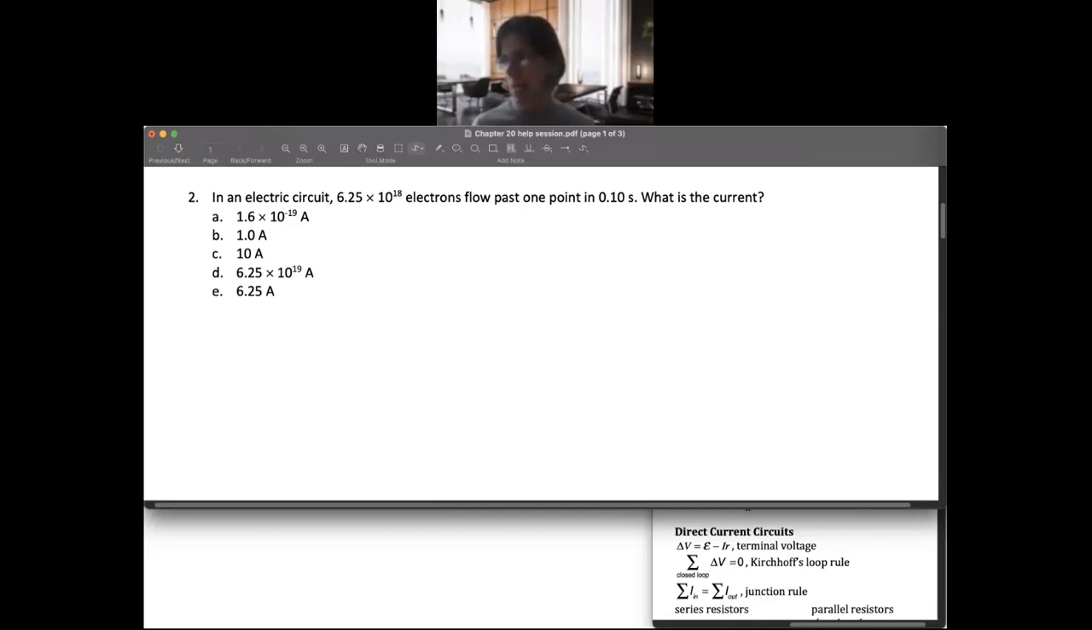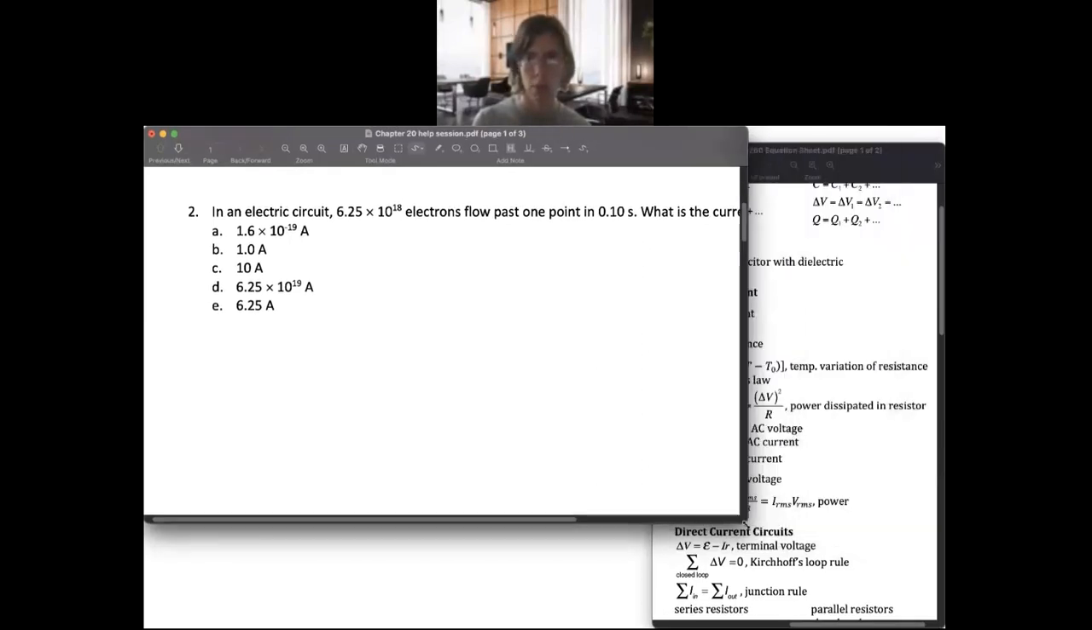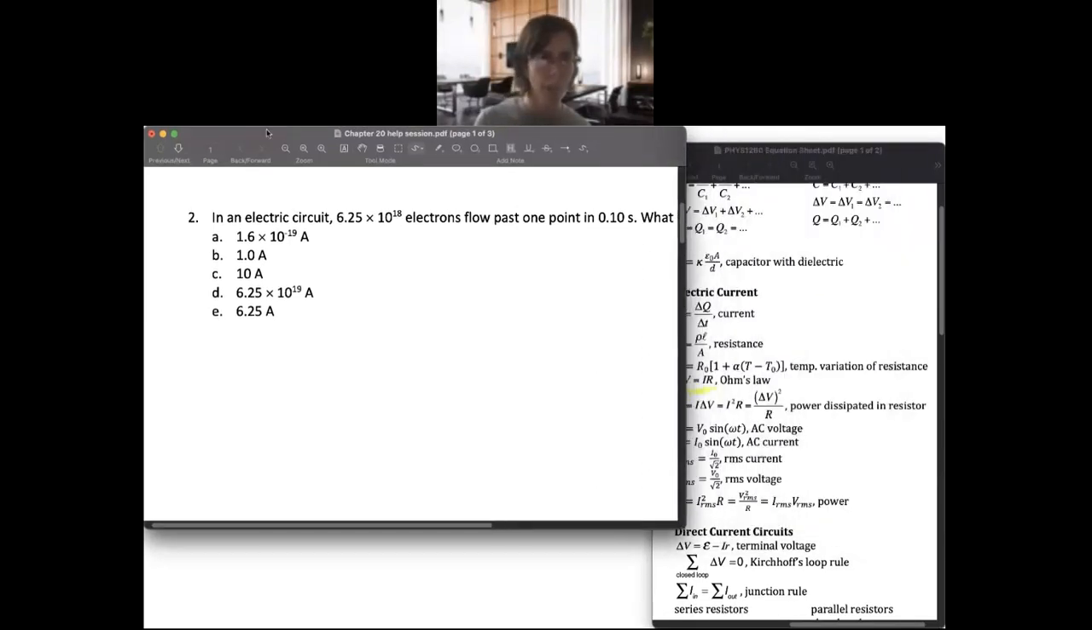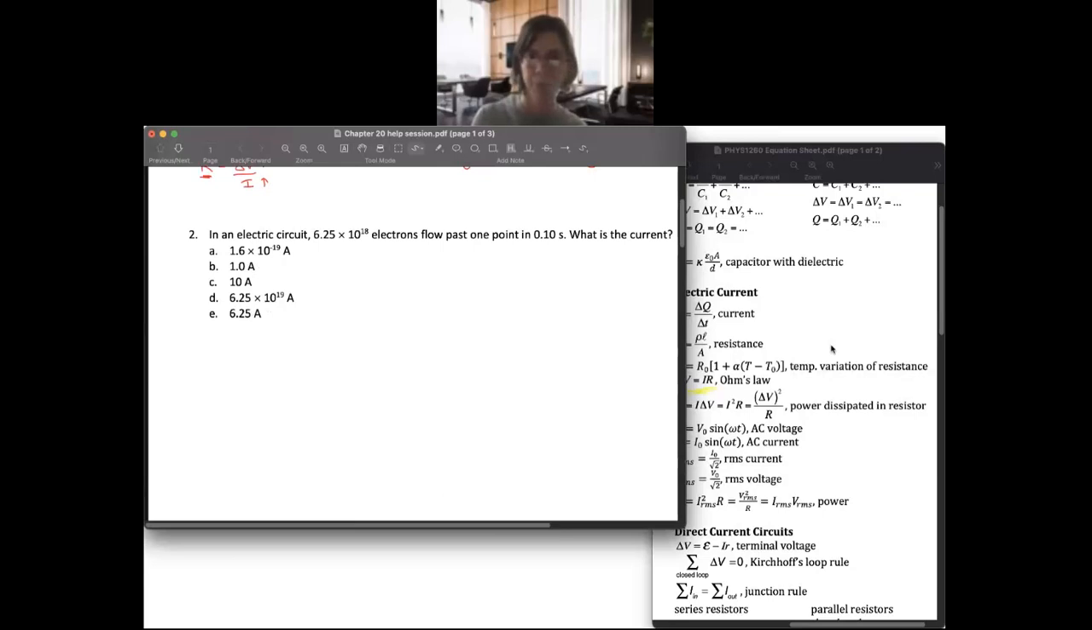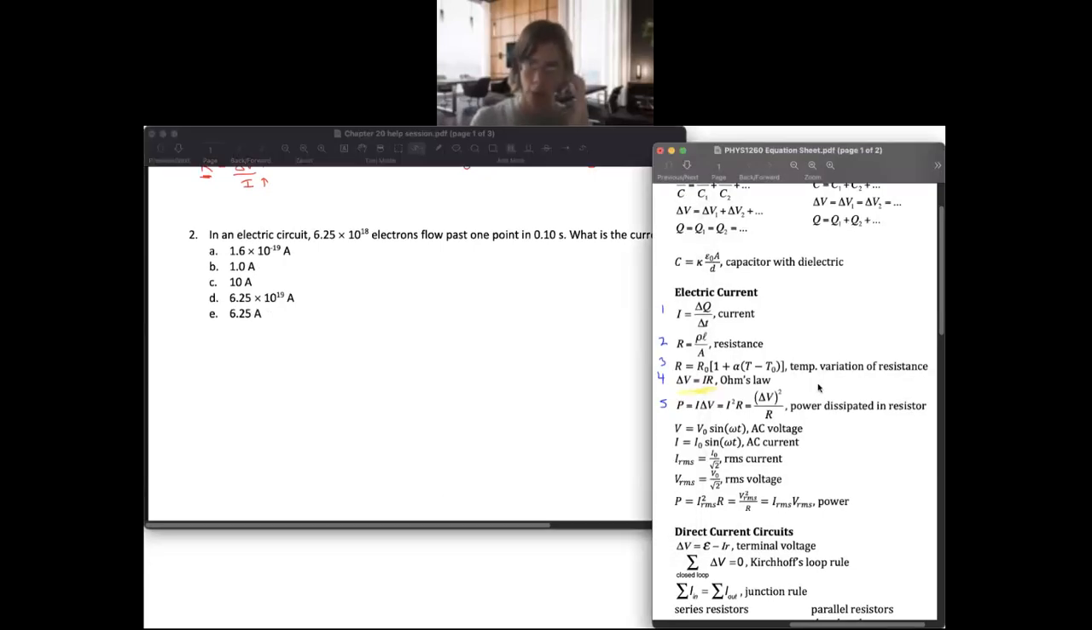This one says that there's this many electrons flowing past 1 point in 0.1 seconds. What is the current? Let's hold it smaller so that we can see both at the same time here. Does anybody know what the relevant equation is for this one?